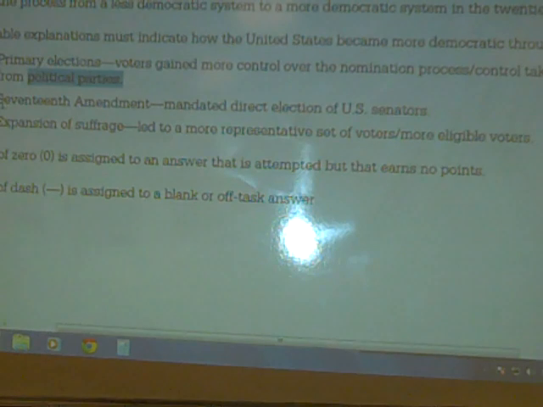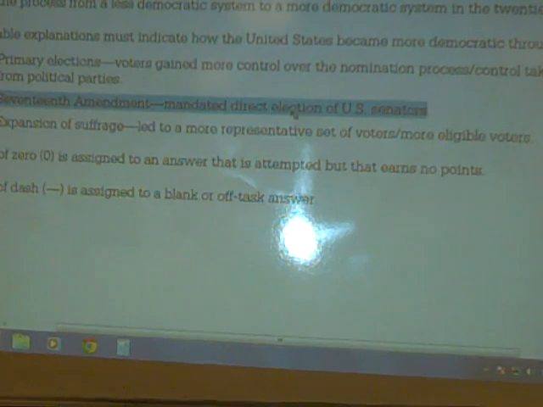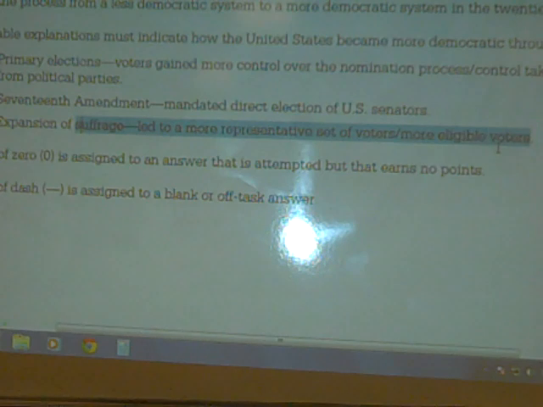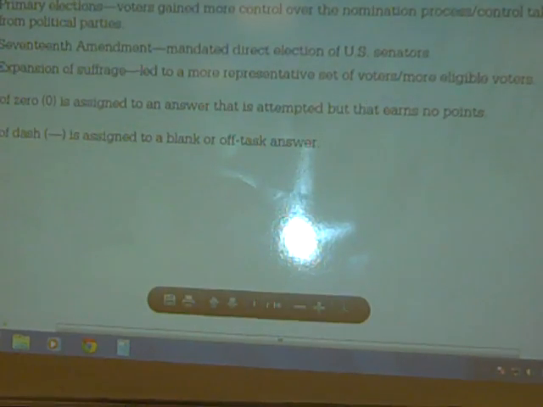That's what I said. The 17th Amendment mandated direct election of U.S. senators. I guess that must be more democratic if it's more election by the people. The expansion of suffrage led to more representative set of voters and more eligible voters. If the people get to vote more, that sounds more democratic. I think that sounds too easy for a lot of students. They say, I can't just put they get to vote, so that's democratic. It's got to be more than that, but it's not necessarily. Okay, go to the next question.